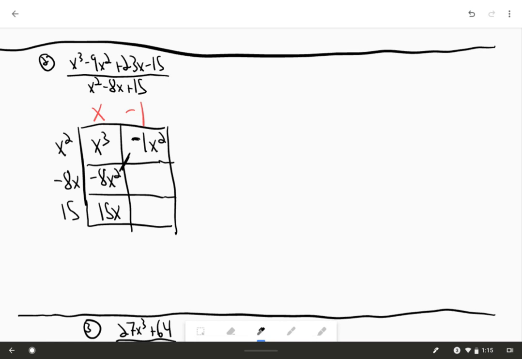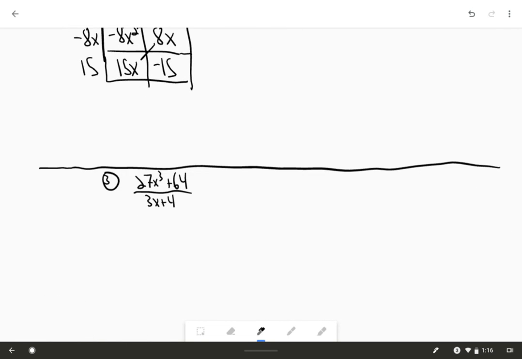All right, let's finish out this row. Negative 8x times negative 1, negative times a negative, that's going to be a positive 8x. And 15 times negative 1 is going to be negative 15. Okay, and if I check to make sure these add up correctly, is 15x and 8x equal to 23x? Yes. Now I'm down to my constant term down here. Did I get the correct constant term? Yes, I did. 15 and negative 15, so I know I'm right. So what is the answer? The answer is x minus 1.